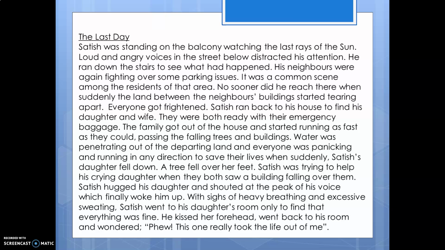Everyone got frightened. Satish ran back to his house to find his daughter and wife. They were both ready with their emergency baggage. The family got out of the house and started running as fast as they could, passing the falling trees and buildings. Water was gushing out of the splitting land, and everyone was panicking and running in any direction to save their lives when suddenly Satish's daughter fell down.